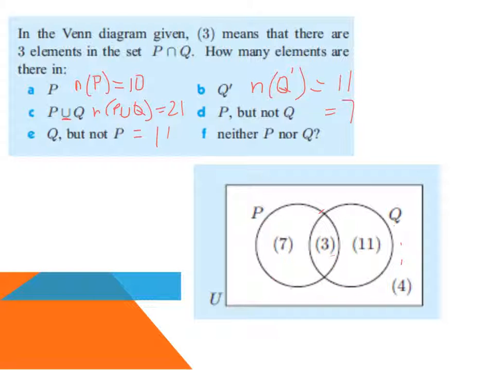And then neither P nor Q means we want to know how many elements are not in P and not in Q. All of these are in P or Q, so we don't want them. The only ones that are not are those 4.